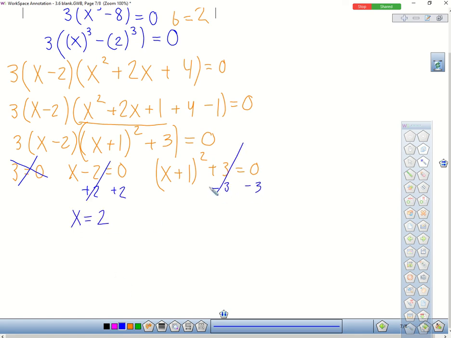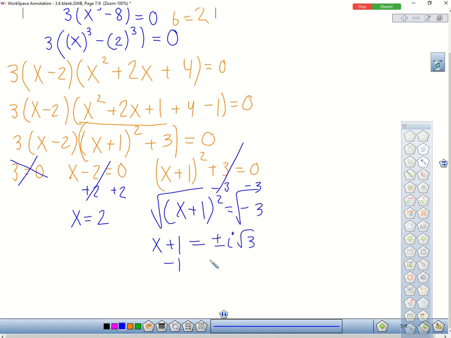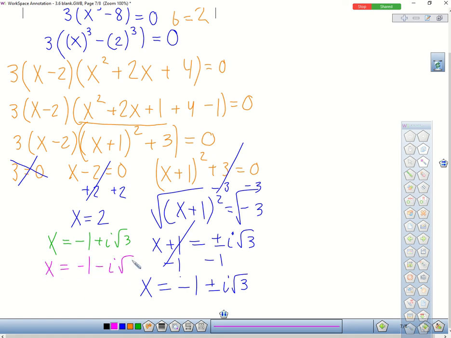I subtract 3 on both sides. This becomes x plus 1 squared equals negative 3. I take the square root of both sides. That becomes x plus 1 equals plus or minus i radical 3. I subtract 1 on both sides, which becomes x equals negative 1 plus or minus i root 3. Which means I have 2 solutions here, which are x equals negative 1 plus i radical 3. And my other one is x equals negative 1 minus i radical 3.